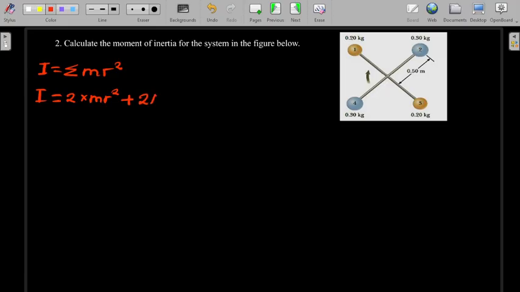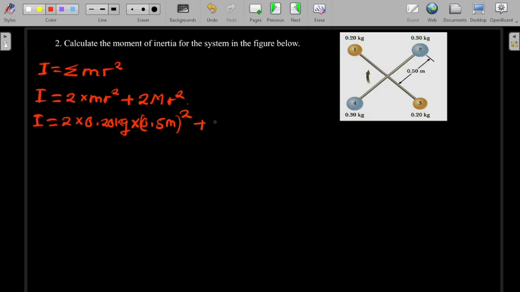Then we change the symbol for the mass to be capital M, since the mass for pin 2 and 4 is greater than for 1 and 3. Okay, then we say radius squared. So now we just have to substitute. The moment of inertia will be 2, then we multiply by the mass, which is 0.20 kg. Then we multiply this by the radius, which is 0.5 meters. Then don't forget to square this.